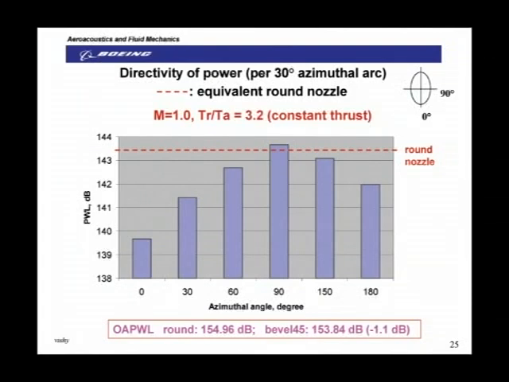So what we are using here is you have asymmetric variation of noise around the periphery of the nozzle, and we exploit this feature to gain noise reduction on the ground. And this is the beauty of this concept.